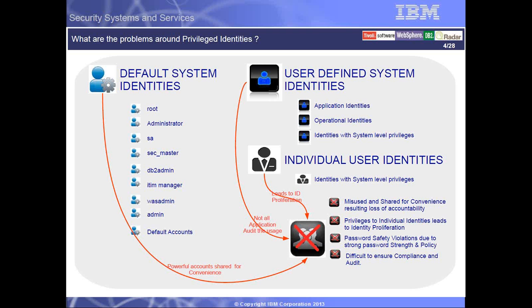Password safety violations due to strong password strength and policy. Since these are privileged IDs, companies tend to enforce strong password strength, resulting in administrators not remembering these passwords. They end up writing them down, sharing them across in a flat file or an Excel, etc., making it more insecure. The last one is that it is difficult to ensure compliance and audit. So these are the problems around privileged identities.